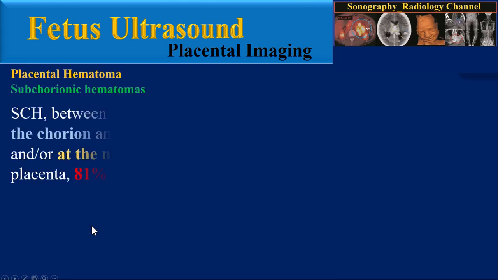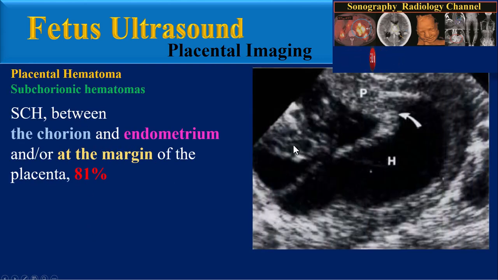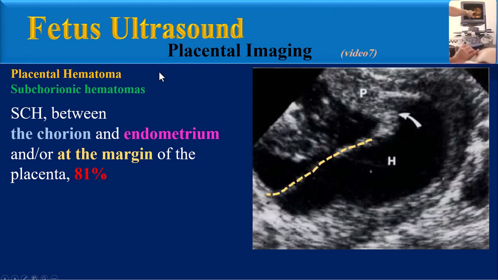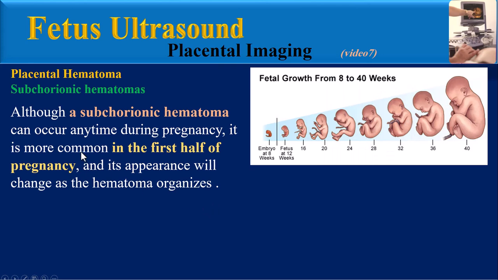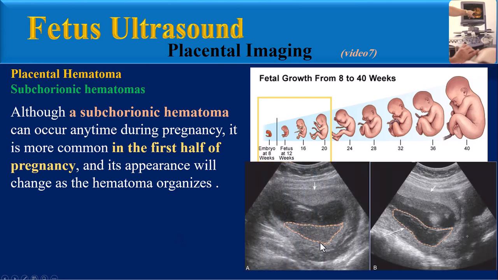Subchorionic hematomas. Subchorionic hematoma between the chorion and endometrium and or at the margin of the placenta is the most common type, about 81%. This image shows a resolving subchorionic hematoma detected at 13 weeks gestation, extending below the margin of the placenta. Although a subchorionic hematoma can occur anytime during pregnancy, it's more common in the first half of the pregnancy, and its appearance will change as the hematoma organizes, from hyperechoic to hypoechoic and finally sonolucent.